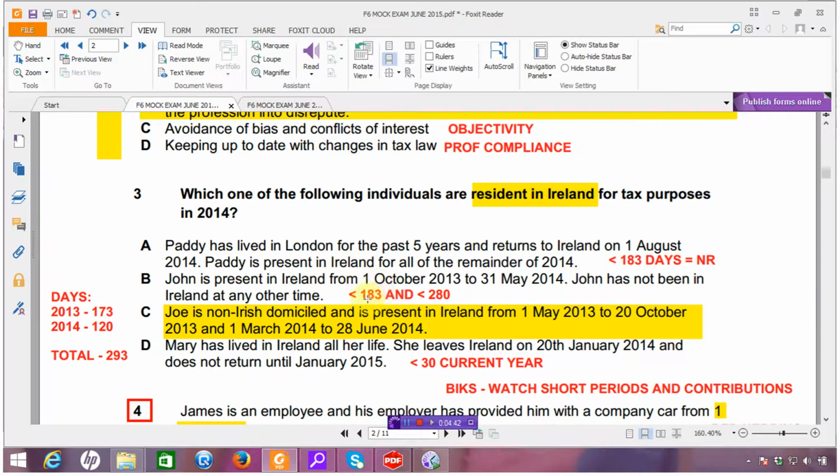John B is less than 183 and indeed less than 280, so certainly not relevant and not resident in either year. C is in fact the answer. I'll come back to that in a second.